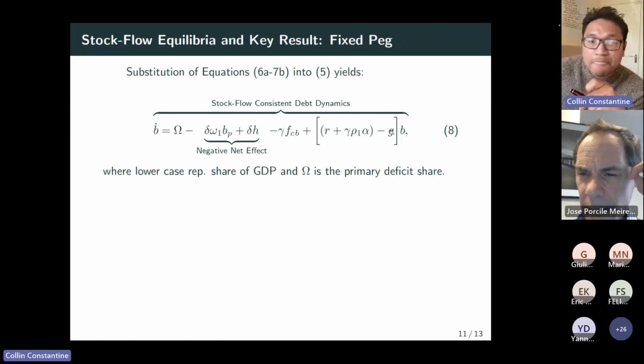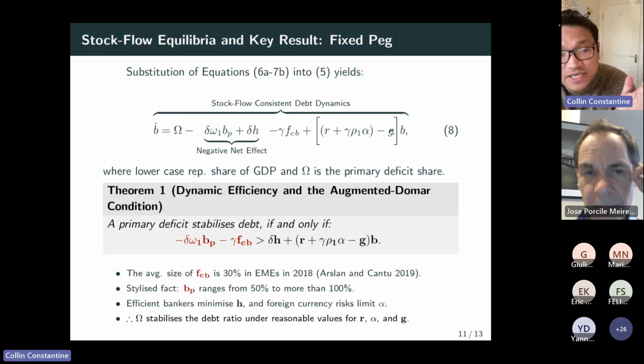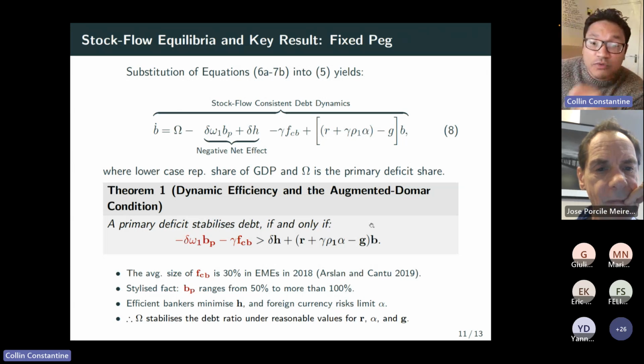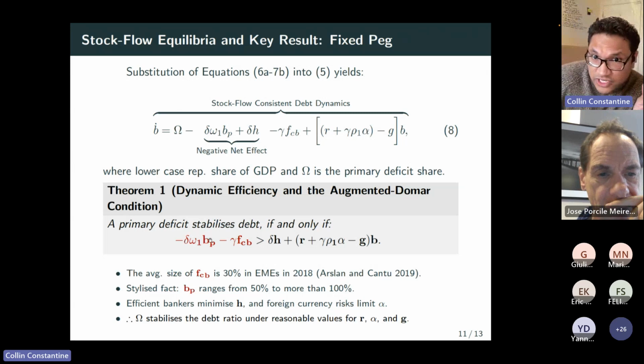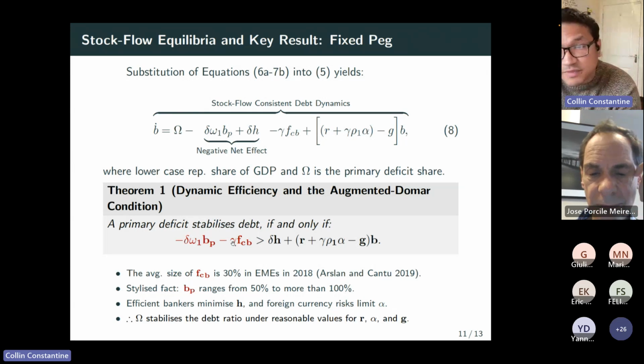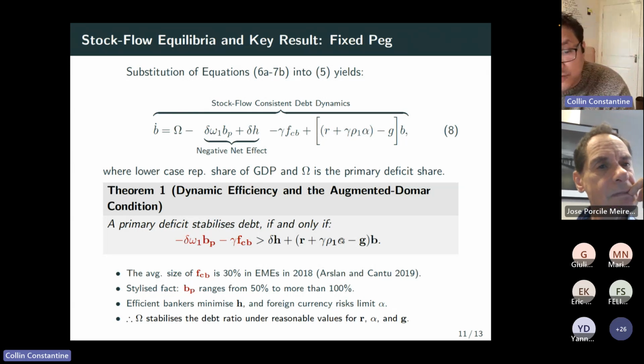The big result that I want to emphasize here is that a primary deficit will stabilize the debt to GDP ratio if and only if the following holds: if the sum of private sector debt as a share of GDP and foreign assets held by the central bank as a share of GDP is greater than these.